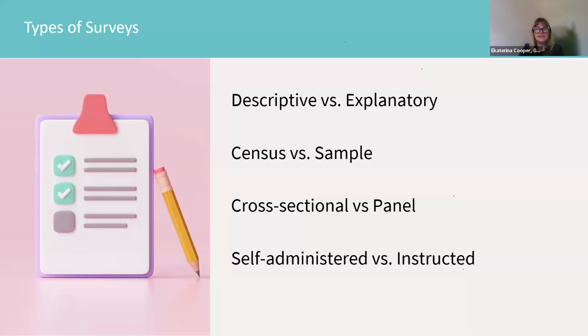So let's drill down a little bit into surveys. We all use surveys. Surveys are a very, very handy tool that we can use in quantitative research. There are different types of surveys that you can use. It's a little deep cut, so just bear with me. There are descriptive and explanatory surveys.